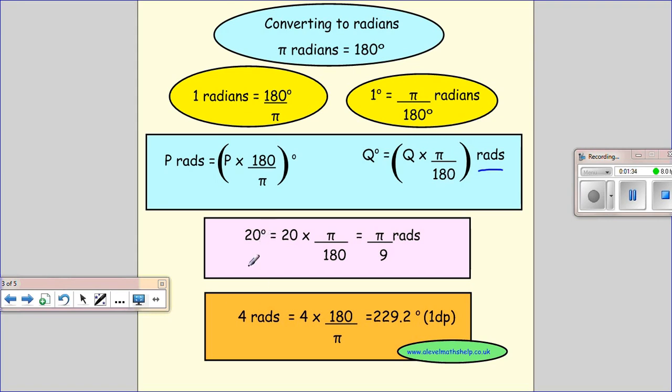And I've just done 2 little quick examples here. So 20 degrees is 20 times pi over 180 radians, so that's pi over 9 radians. And often with radians you just leave the pi in the answer. Okay, and if I had 4 radians, how many degrees would that be? I go up to this one, so I do my 4 times 180 over pi, put that in my calculator, and for degrees you normally work out to a decimal place.